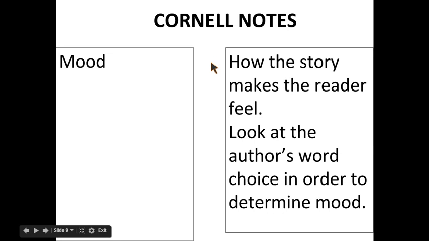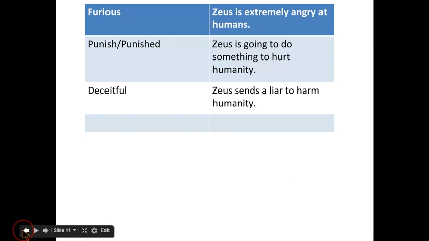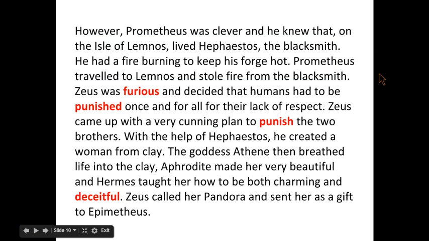So take some quick Cornell notes on that. Left side, write mood. Right side, write down how the story makes the reader feel. Look at the author's word choice in order to determine mood. This might sound a little confusing, but it's going to make sense right now. So, here we have a paragraph from Pandora's Box.